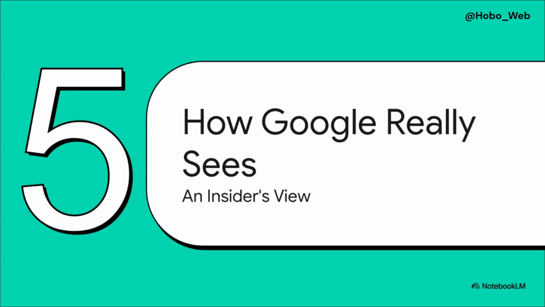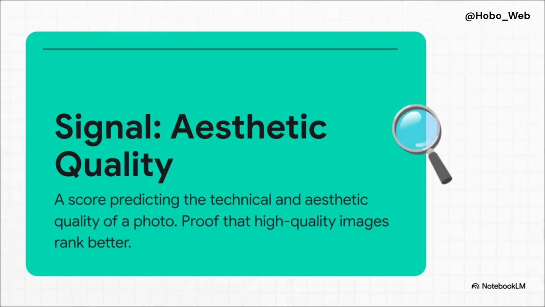Okay, for our final section, we get to take a little peek behind the curtain. Thanks to some recently leaked internal documents from Google, we can actually move beyond theory and see how a search engine really, truly deconstructs and analyzes an image. This is the blueprint. First thing, and this is wild, it's confirmed. Google algorithmically scores the quality of your photos. There's a signal called NIMA-AVA that predicts the aesthetic and technical quality. This is hard proof that using unique, high-resolution, well-composed images isn't just good advice, it's a measurable ranking signal.